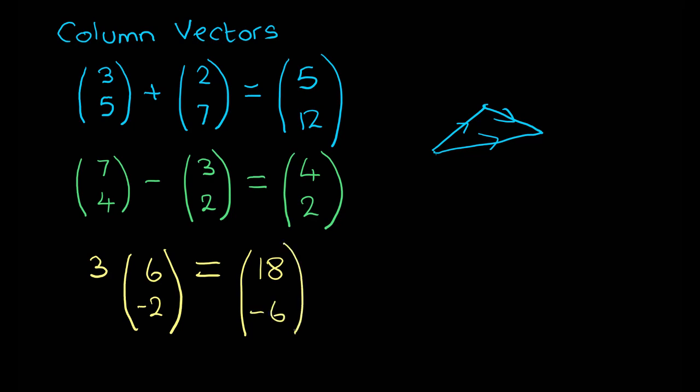And again, just to give you a bit of a visual, so in terms of what this would look like if we were doing a diagram, the original 6, minus 2 vector might be that, and then the 18, minus 6 vector is simply 3 times as long, but in the same direction.